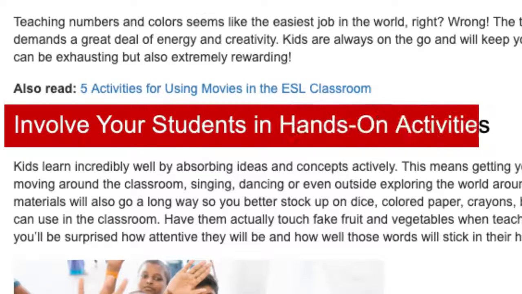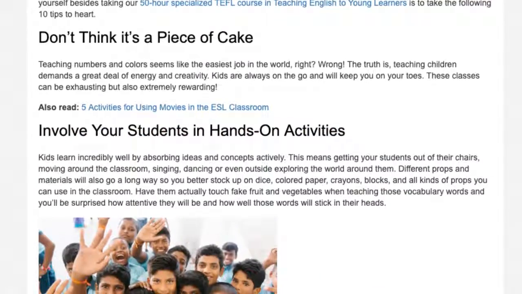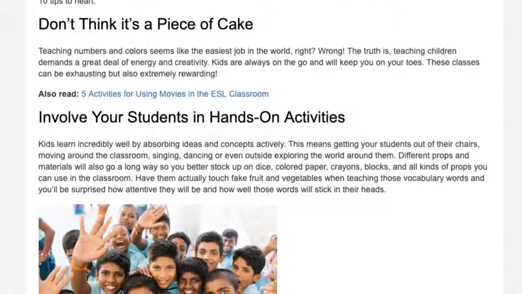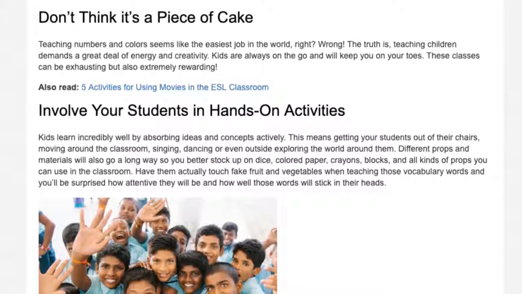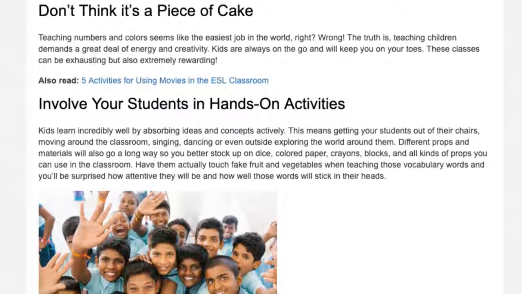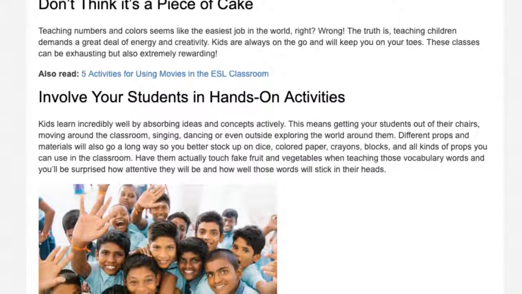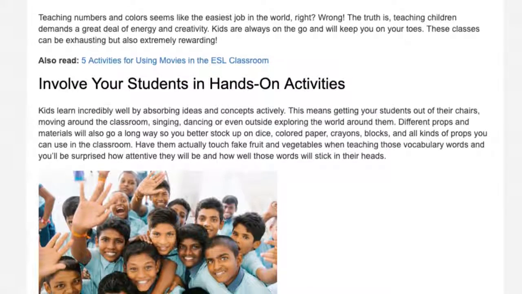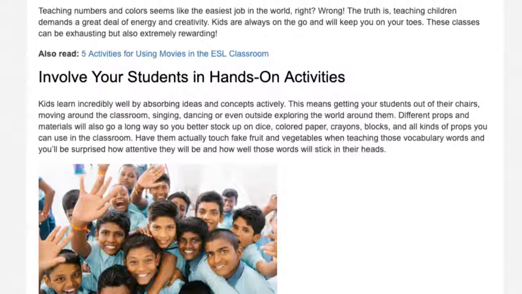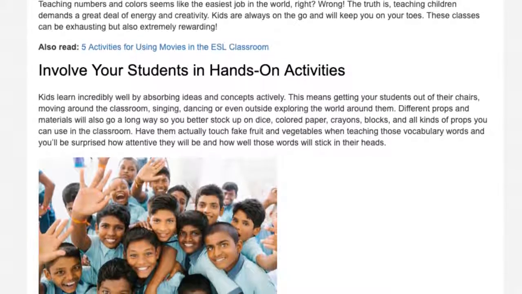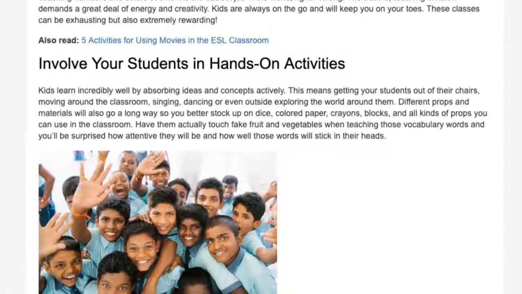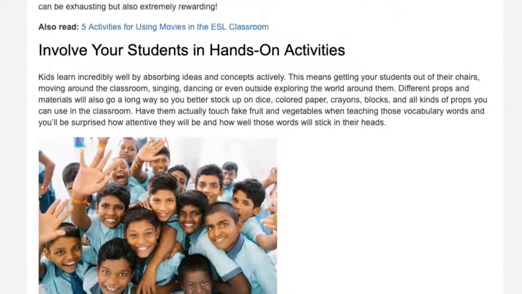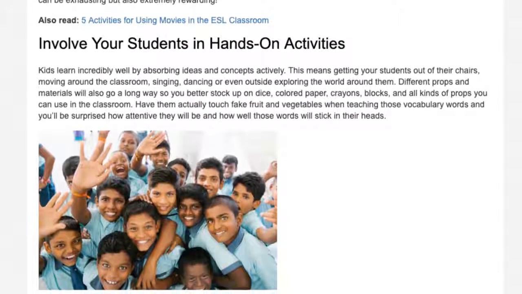Involve your students in hands-on activities. Kids learn incredibly well by absorbing ideas and concepts actively. This means getting your students out of their chairs, moving around the classroom, singing, dancing, or even outside exploring the world around them. Different props and materials will also go a long way, so you better stock up on dice, colored paper, crayons, blocks, and all kinds of props you can use in the classroom. Have them actually touch fake fruit and vegetables when teaching those vocabulary words, and you'll be surprised how attentive they will be and how well those words will stick in their heads.